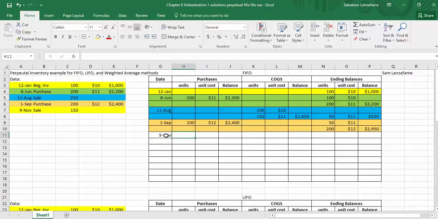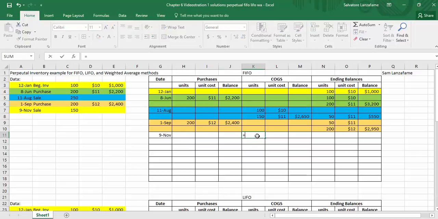And on November 9th, it says we sold 150. So which 150 did I sell? I've got 50 at 11. I've got 200 at 12. If we're doing FIFO, what are you thinking? If you're thinking first one's in, first one's out, means I got to take the 50 at 11 and then I got to take 100 at 12, you are right.